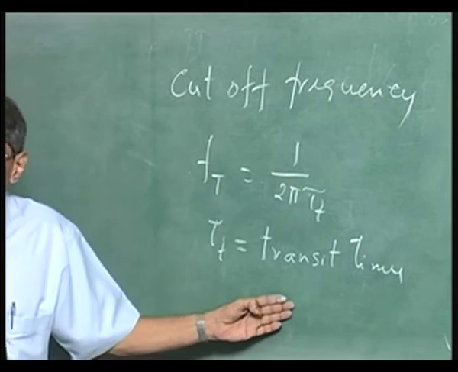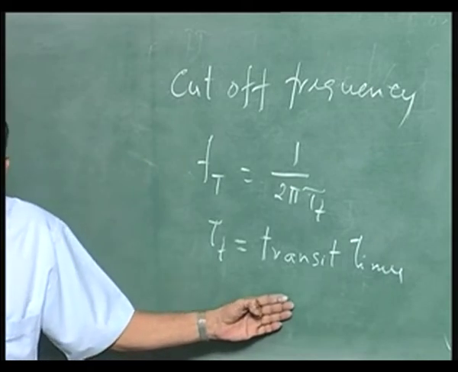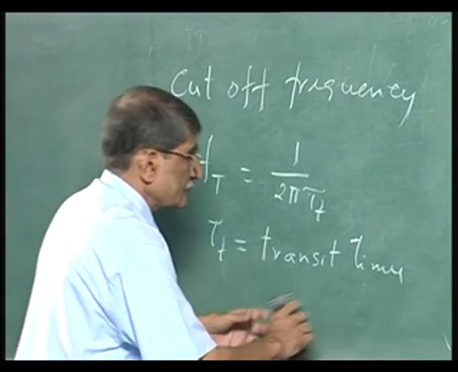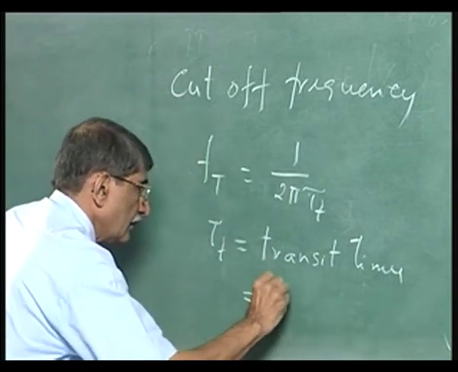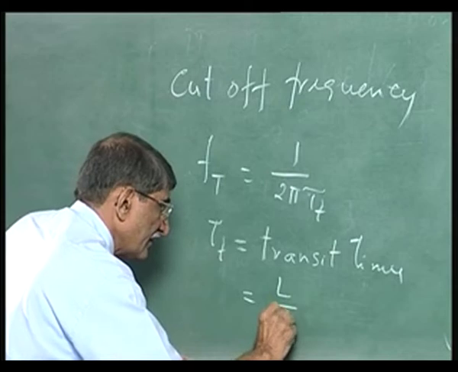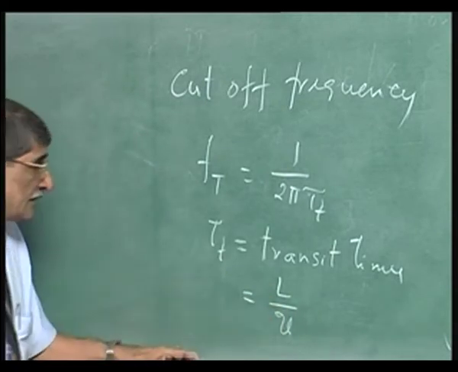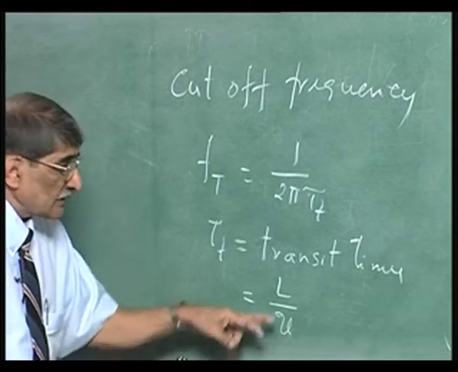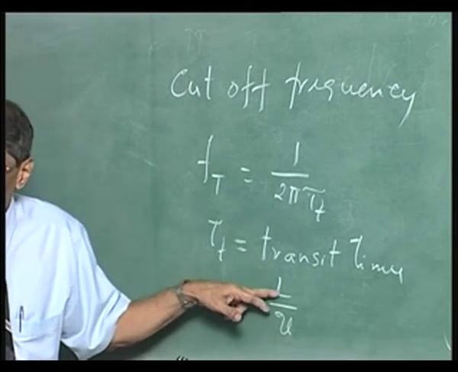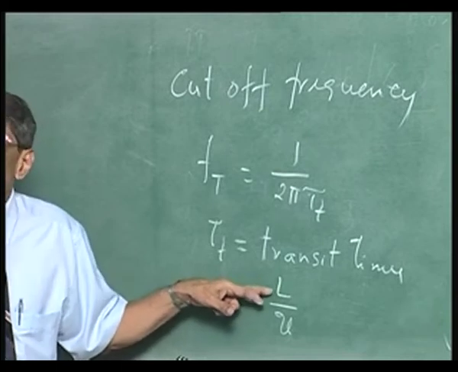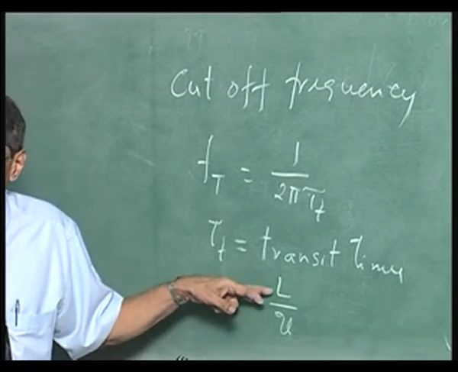Through the channel, through the device. Now, transit time actually is given by length divided by velocity, centimeter divided by centimeter per second. So, you can keep on reducing L. Notice when you keep on reducing L, what is the constraint? Constraint is on lithography.